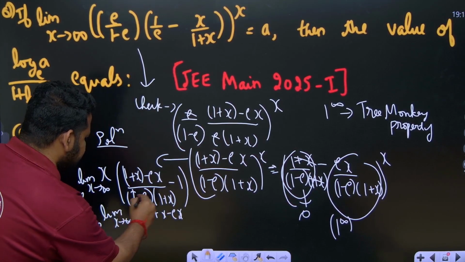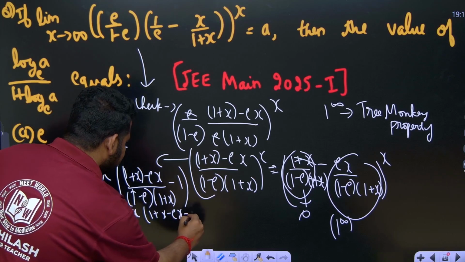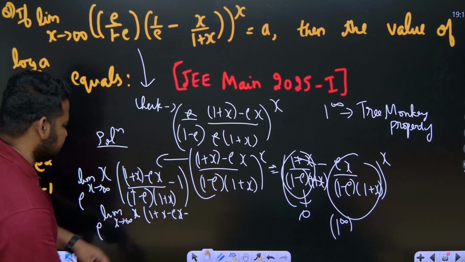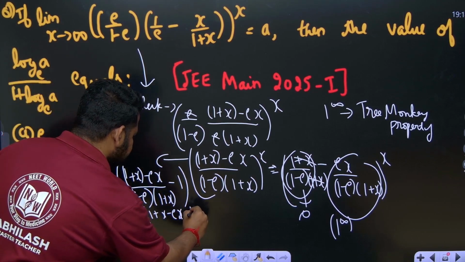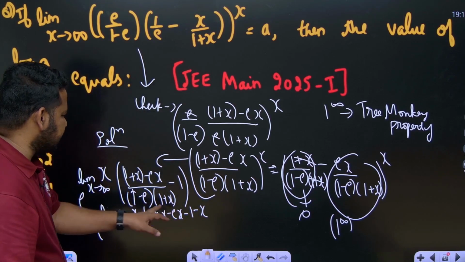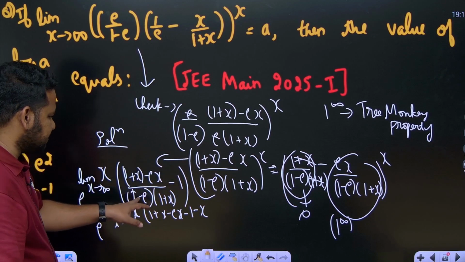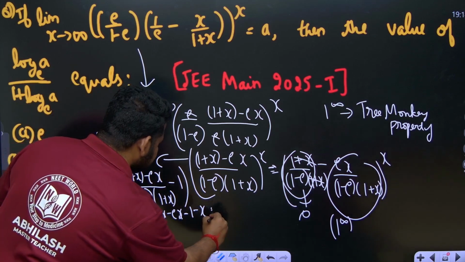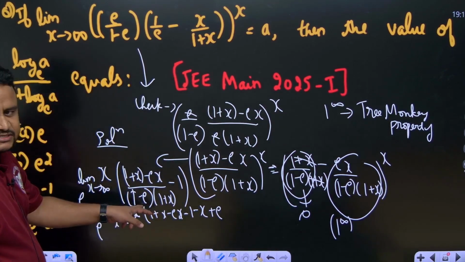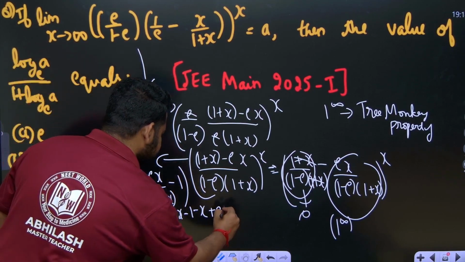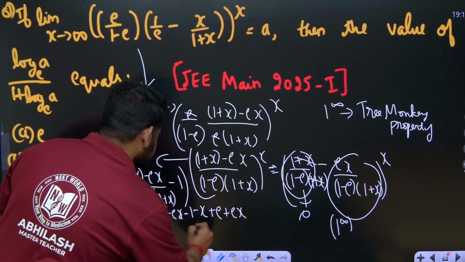So what will this be if I multiply? Minus of 1 into 1 plus x. 1 into 1 plus x with the minus sign becomes minus 1 minus x. Next, what do I have? Minus into minus is plus. So e into 1 is plus e. E into x, minus into minus became plus, is ex.